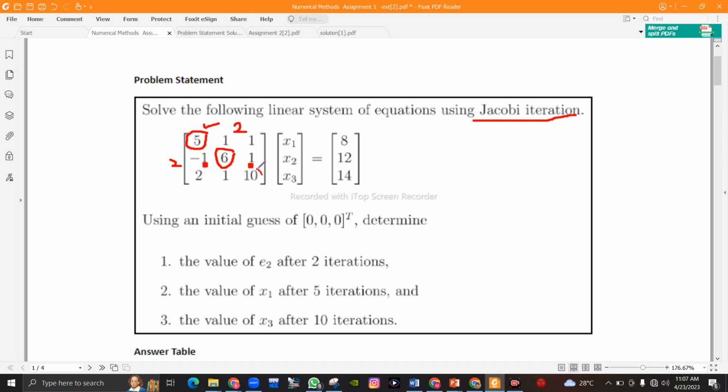Then the diagonal of this is 10. So this is the diagonal element. And it has to be what? Diagonally dominant. 10 is greater than 2 plus 1, which is 3. Then we are sure that this question will converge. Now, when it is not diagonally dominant, it may converge or it may not converge. But the first thing we have to be sure of is that it is diagonally dominant. And in this case, it is diagonally dominant.